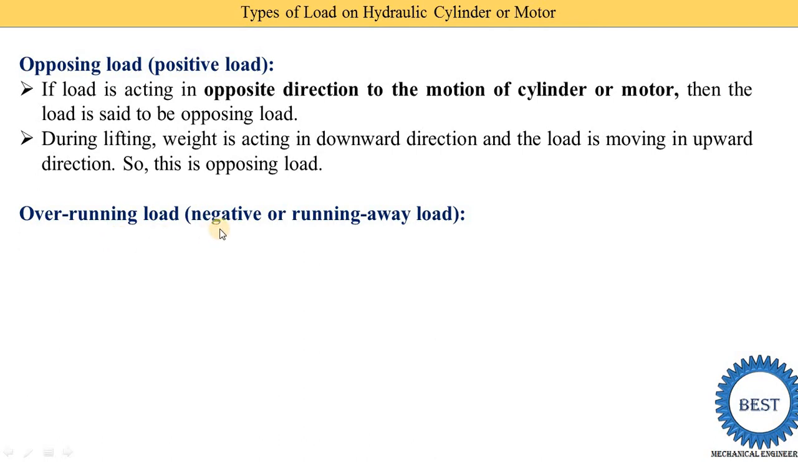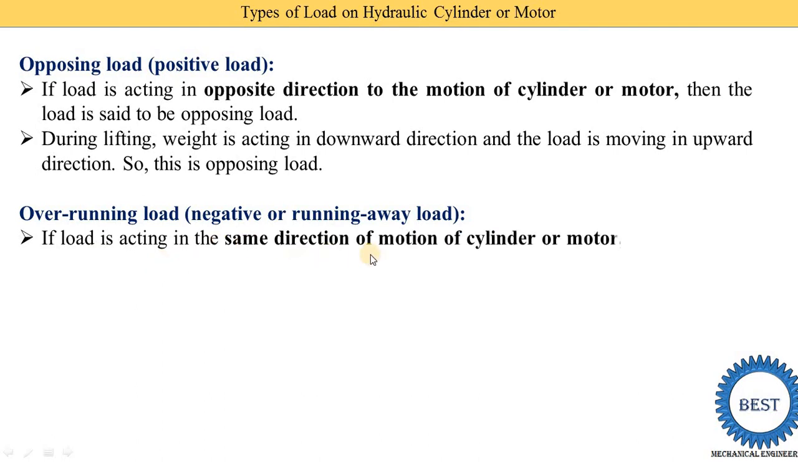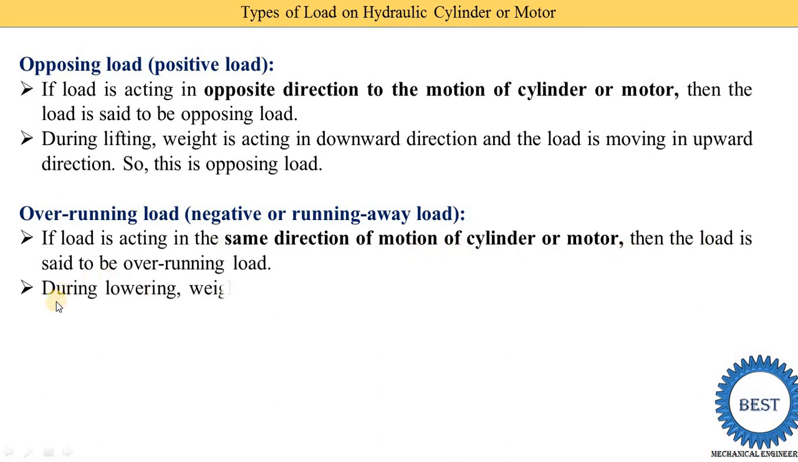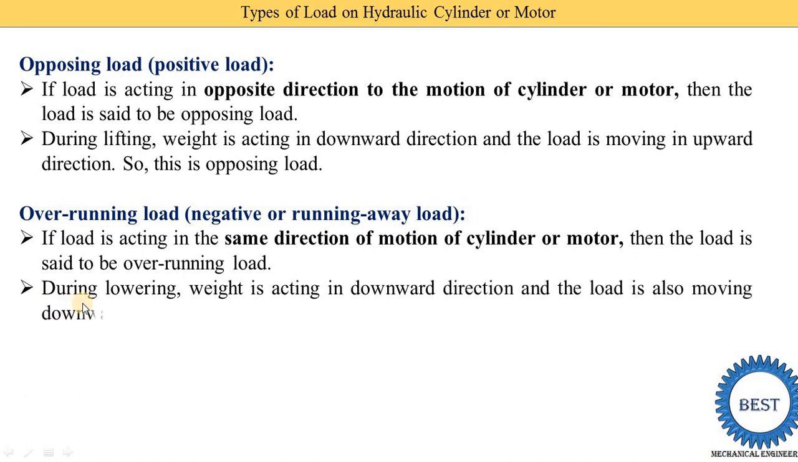Overrunning load is also called the negative or running away load. If the load is acting in the same direction as the motion of the cylinder or motor, then the load is said to be an overrunning load. A basic example of the overrunning load is during lowering the weight. Suppose by using the crane we lift some component from one place and shift this load or machine to another place. At that time we need to lower it. When we lower the weight or machine, what happens? The load is moving in a downward direction and the actuator, meaning the cylinder or motor, is also moving in a downward direction.